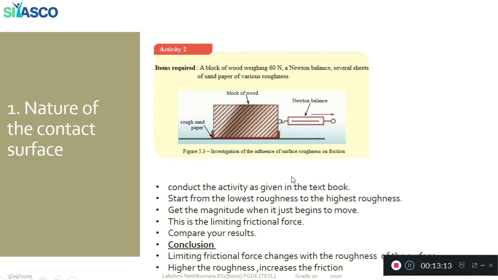Activity 2 on page 101 in your textbook is to investigate how the limiting frictional force depends on the nature of the contact area. So now you can see figure 5.3, which explains how the practical should be set up. To conduct this experiment, take a block of wood weighing 60 Newton and fix the Newton balance as in the previous one. And you need some sandpapers of various roughnesses.